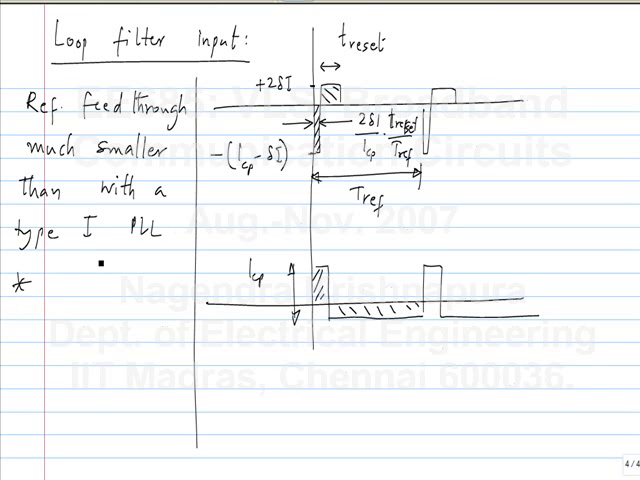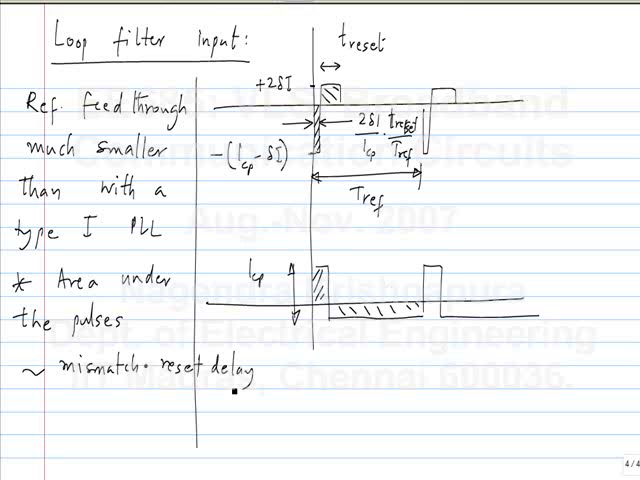So, this is because the area under the pulses is roughly proportional to mismatch times the reset delay. So, by reducing the reset delay and reducing the mismatch, you can reduce the reference feed through. And in any case, you can expect it to be orders of magnitude, at least an order of magnitude better than in the type 1 PLL.